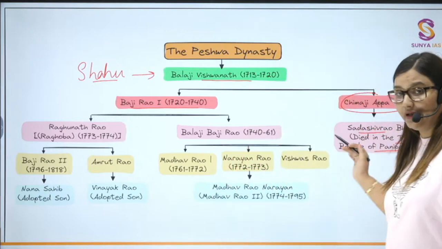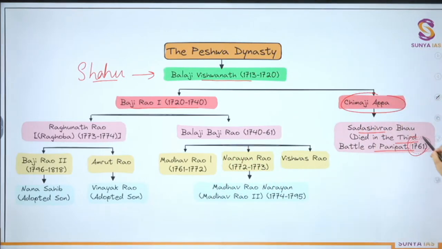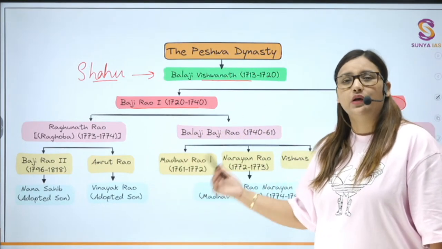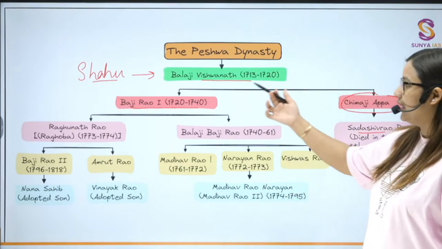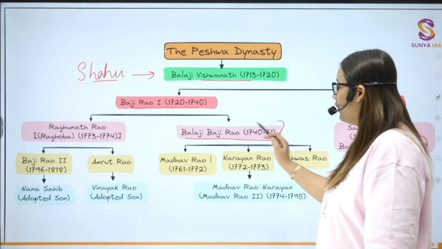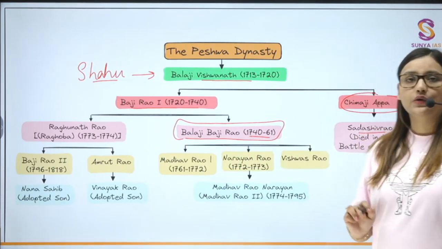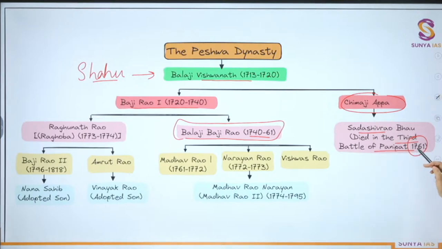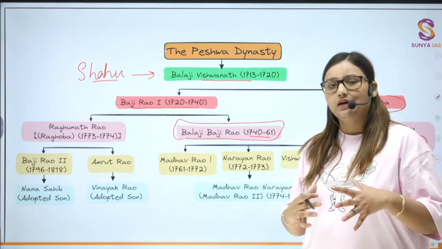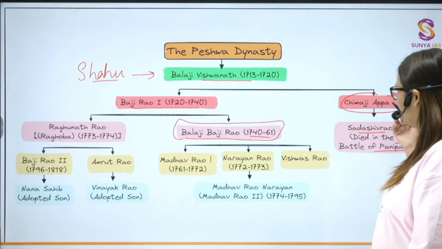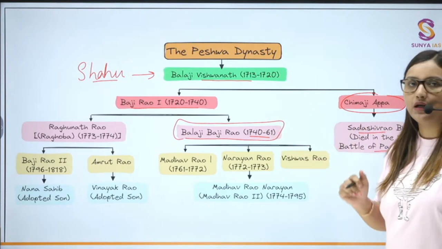But it was not the end of the Marathas, because after 1761, we see that other Peshwas again tried to consolidate the power. So after Baji Rao I, Balaji Baji Rao became the next Peshwa. Here you can see the date 1740 to 61, and in 1761 only the death of Sadashiv Rao Bhau happened. Sadashiv Rao was not very mature. He was a very young boy, and at a very early age he died, okay? But he was always assisted and helped by Balaji Baji Rao.